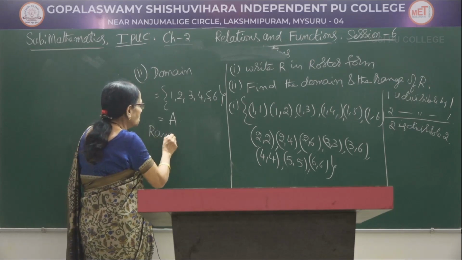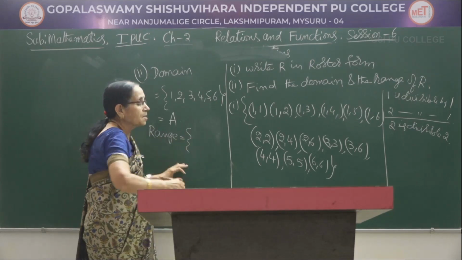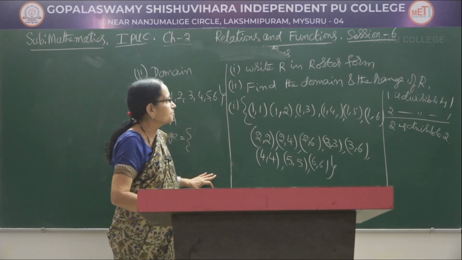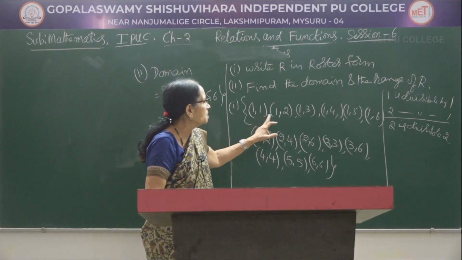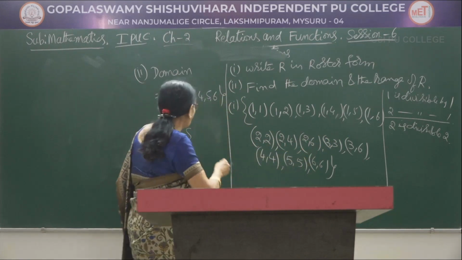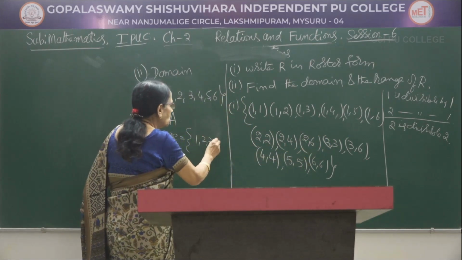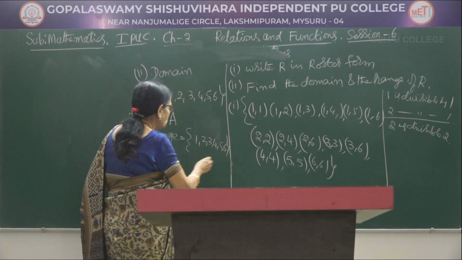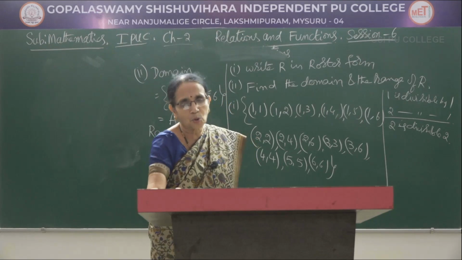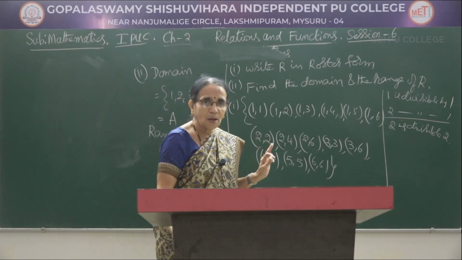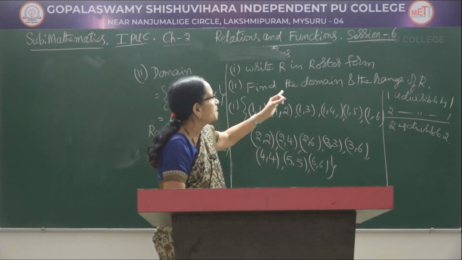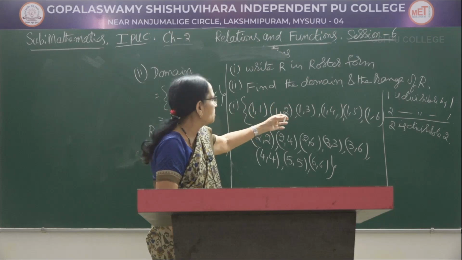Next is the range here. Range means you know that it contains the second elements of the ordered pairs of the relation. What are the second elements? 1, 2, 3, 4, 5, 6 and those numbers are repeated here. Again it is equal to 1, 2, 3, 4, 5, 6. What is this one? It is nothing but the given set A. That means in this particular problem we are having the domain as the given set, the range is also the given set and the actual elements of the R in the roster form we have written.